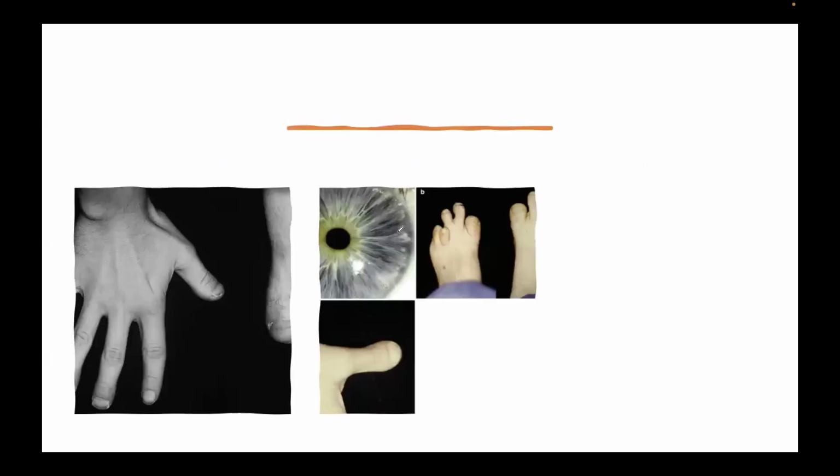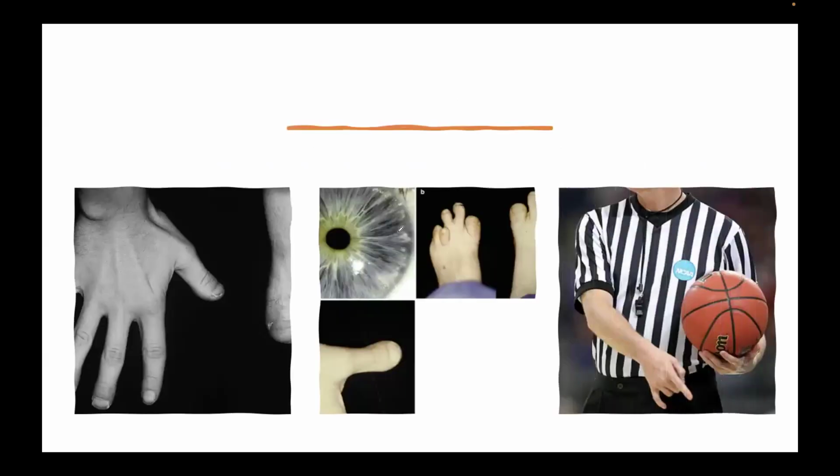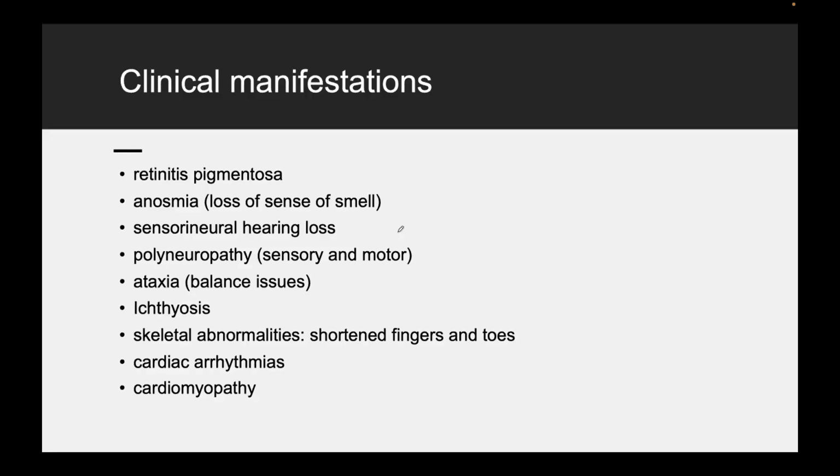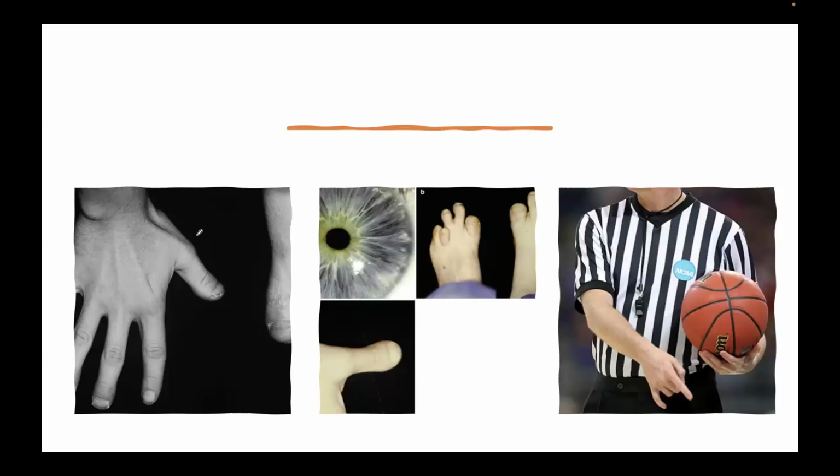Okay, so here, just some photos. This is Refsum's disease. You have bony abnormalities, you have vision problems here. And this is what we commonly call ref, or Refsum, referee, because the referee will prevent players from fighting. Fighting is phytanic acid.